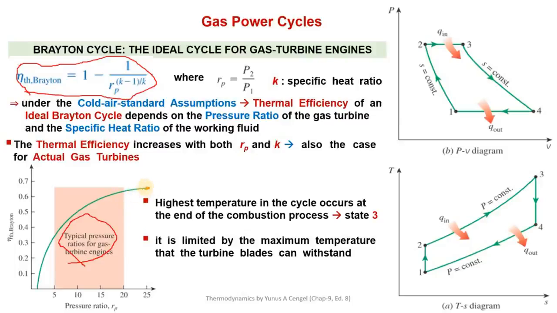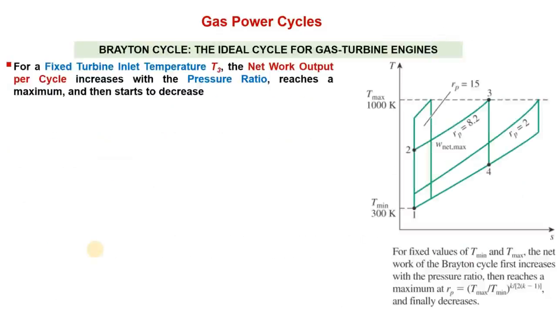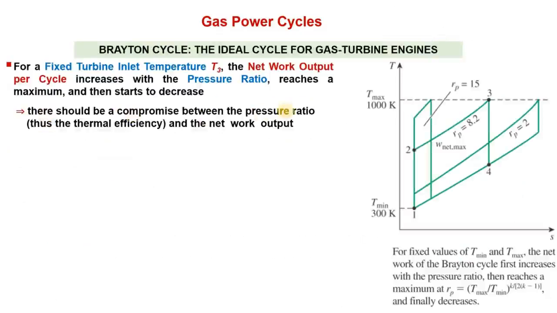So normally it is not operated at this maximum pressure, because then the pressure ratio would be very high. It is operated a little lower than this value, in a region which is economically feasible, right? So that is clear. There should be a compromise on the pressure ratio, because by increasing the pressure ratio, efficiency increases, but it reaches a maximum and then starts to drop because the network output starts to drop. So we have to compromise between these two values.